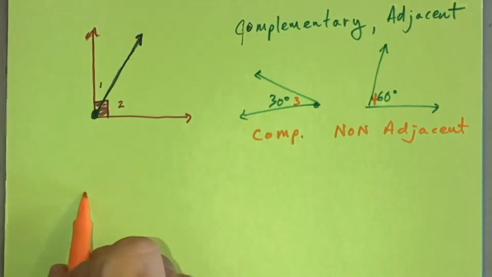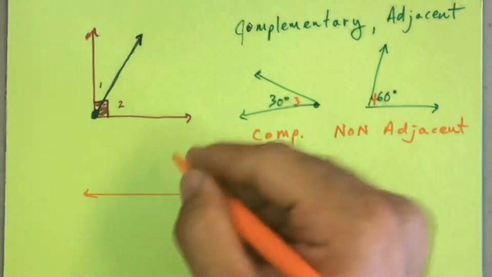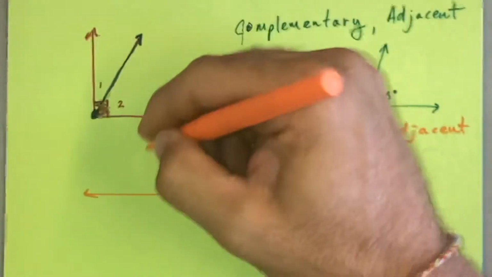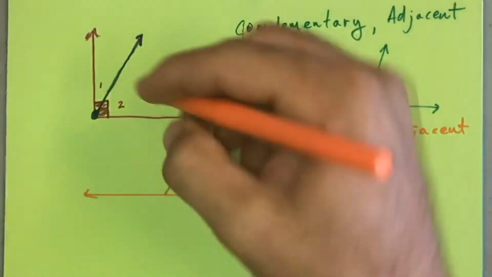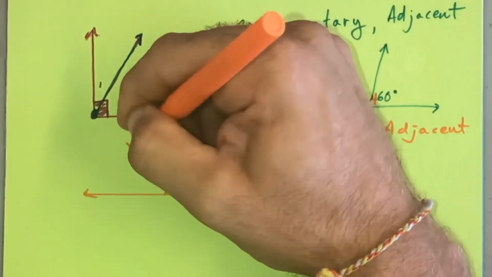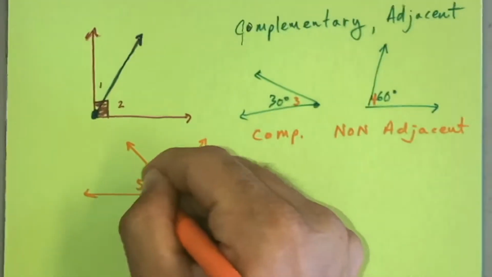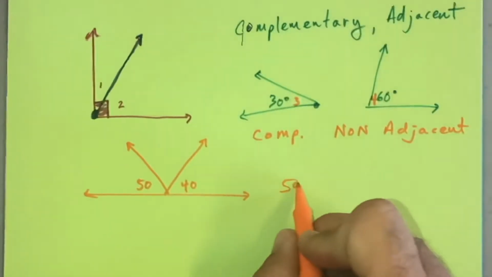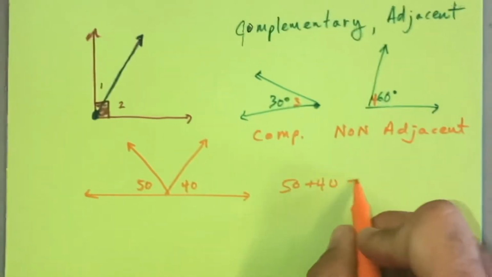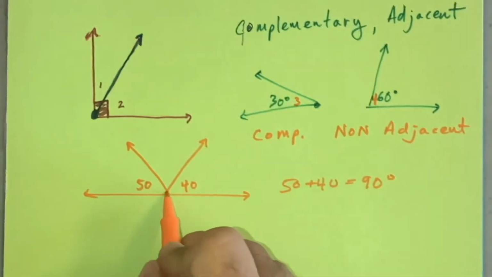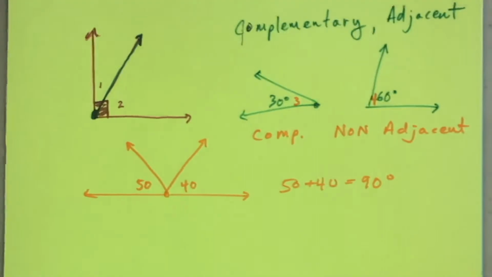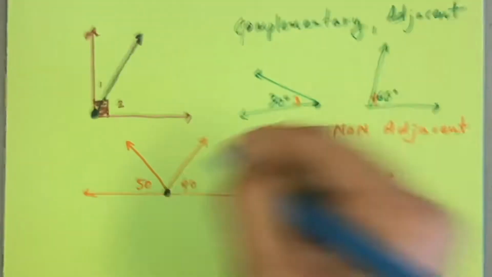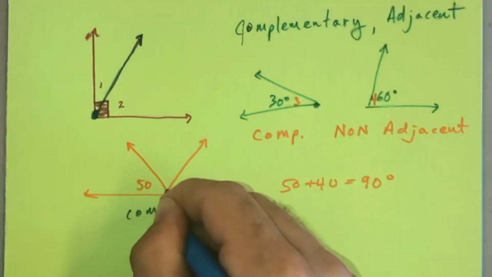Another way to do that is, let me just draw a linear pair here. Let me make this 40, and then let me draw another angle here and make this 50. Now 50 plus 40 is 90. Here I have another pair of non-adjacent complementary angles, because yes, they share a vertex, but no common side.